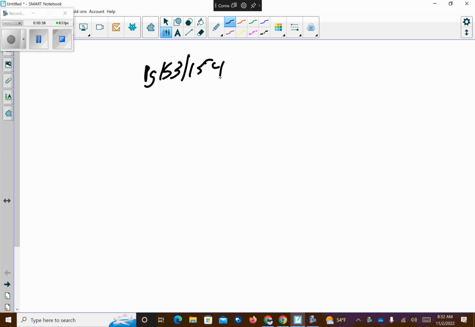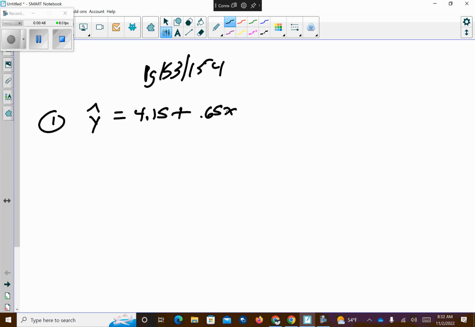Kind of. If you took a look at problem number 1, they give us y hat equals 4.15 plus 0.65x. Remember, guys, in stats, the hat means that we got the equation from data. It's not in slope-intercept form because they have it out of order. They have it as y equals b plus mx versus y equals mx plus b. But then they give us this point.